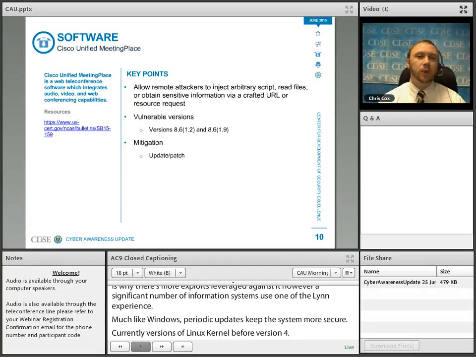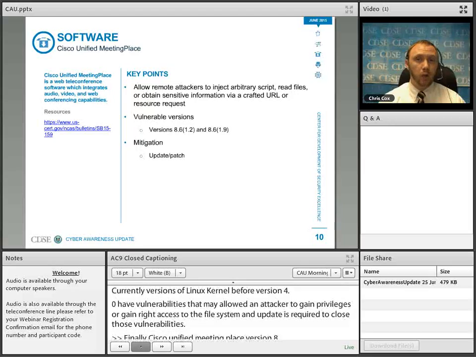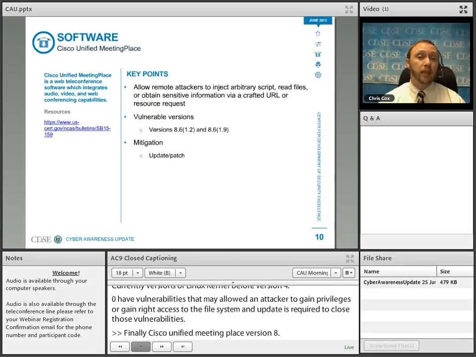And finally, Cisco Unified Meeting Place version 8.6 between 1.2 and 1.9 allow attackers to inject arbitrary code, read files, or obtain sensitive information using a crafted URL or resource request.